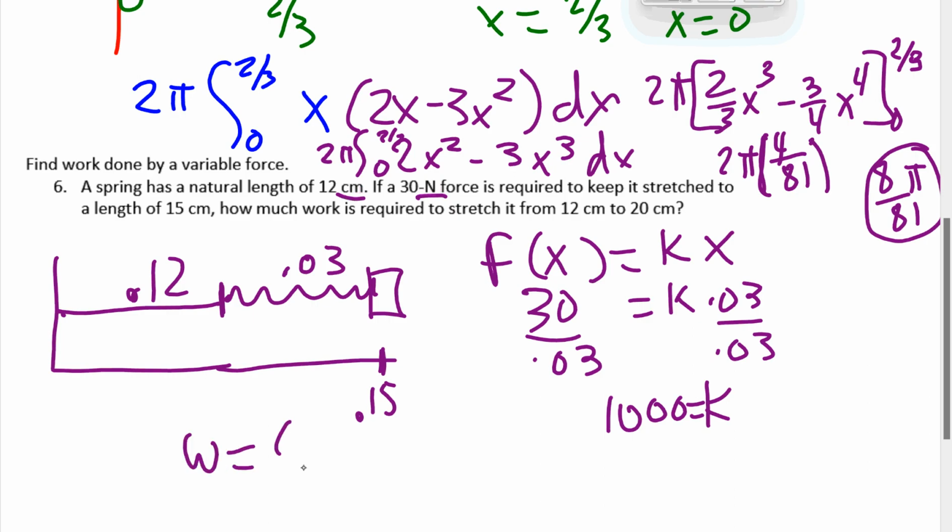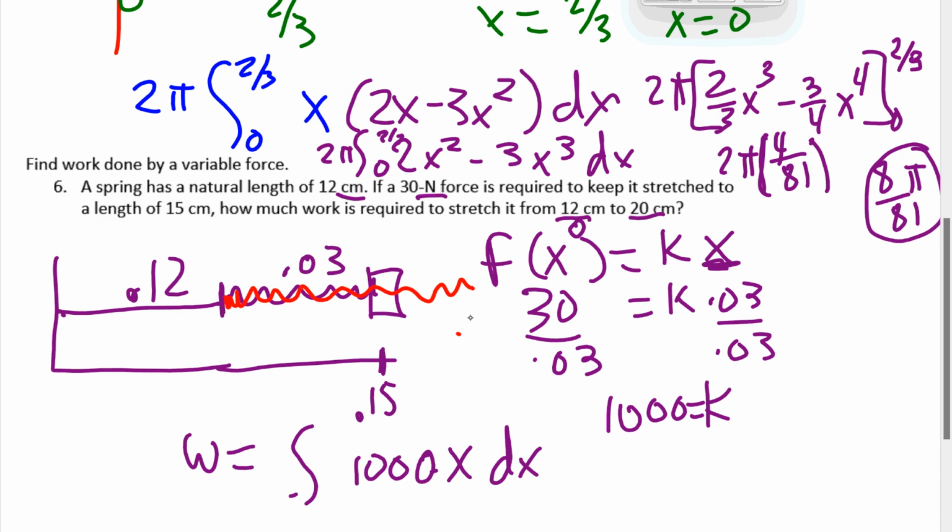And now if I want to find work, I just take the integral of my force, right? So I'm going to take the integral of this force equation from a to b, always beyond natural length. I want to take the integral of 1,000x, because now I'm going to move displacement. So if I'm stretching this now from 12 to 20, beyond its natural length, 12 would be 0, and 20 would be 0.08. So now I'm doing a new stretch from here all the way to 0.20.